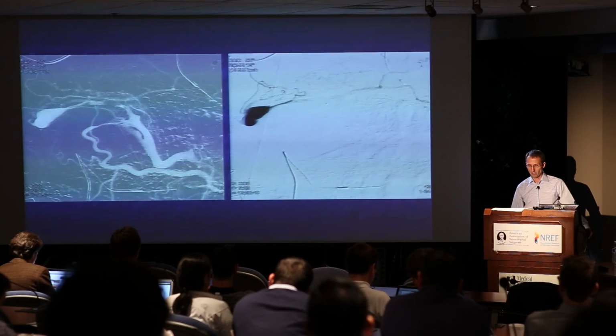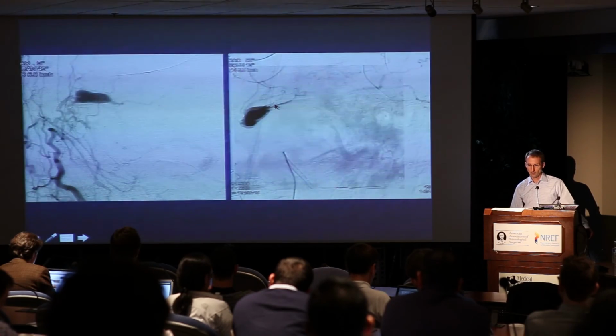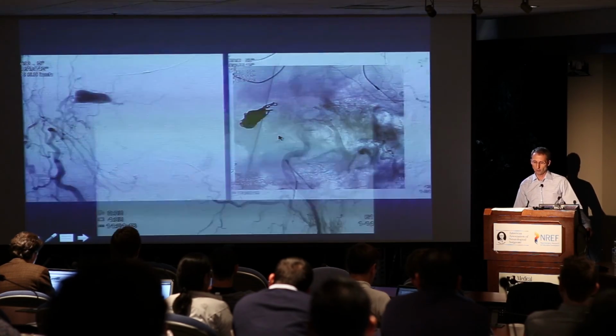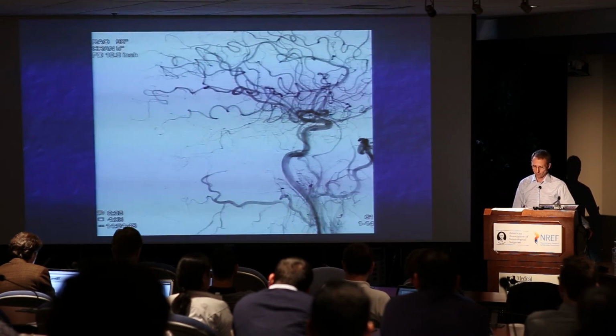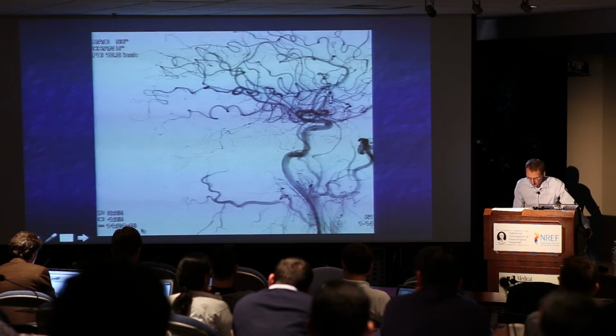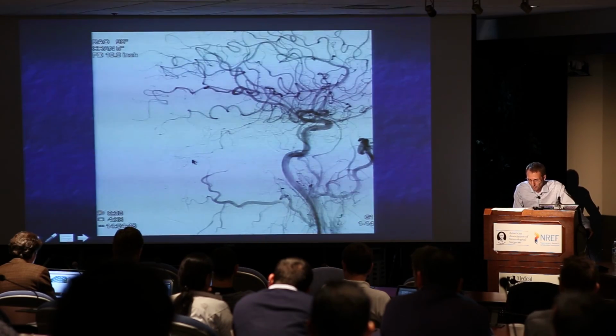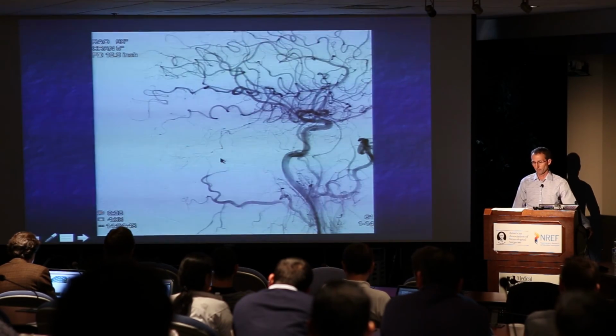And again, coming back on the lateral view, you can see there's the coil mass that we started with, and essentially coiled off the entire fistula pouch. The coil mass is here coming back through the fistula pouch to cure the aneurysm.